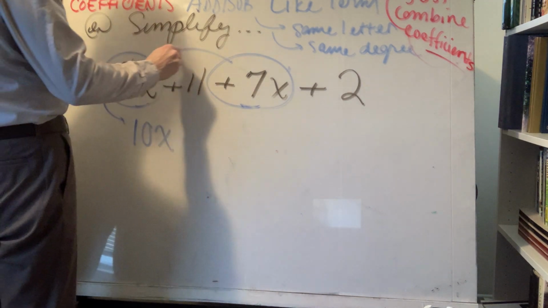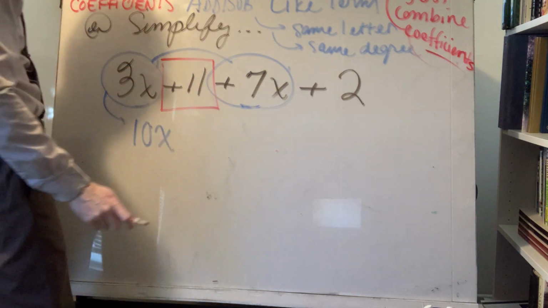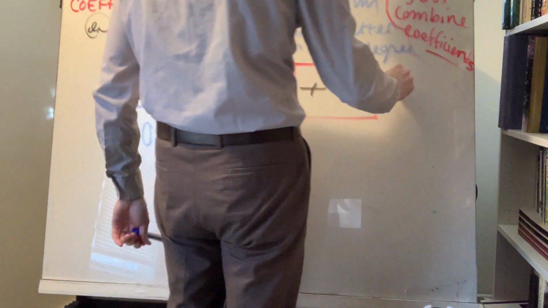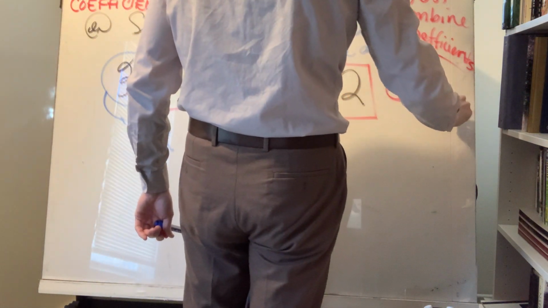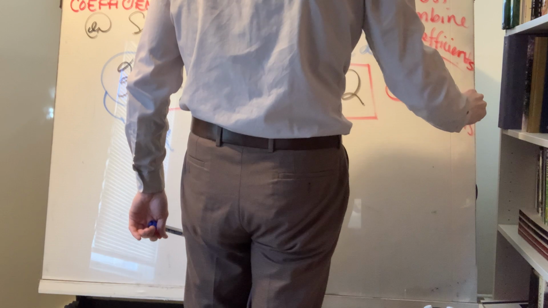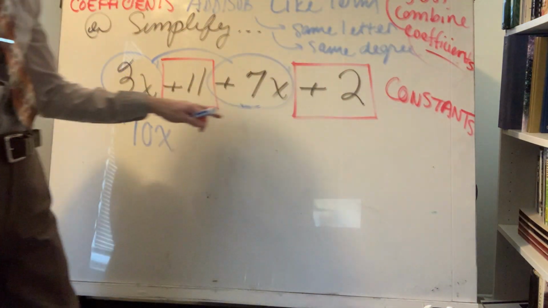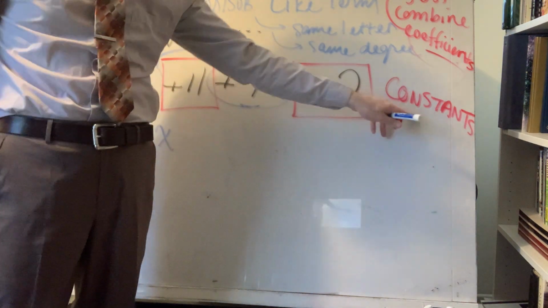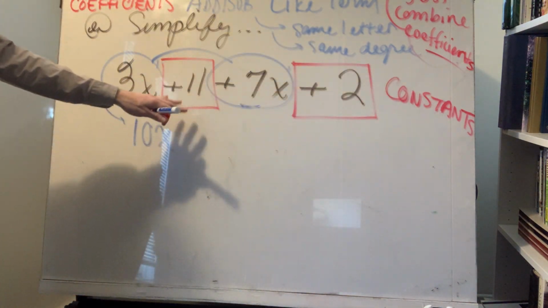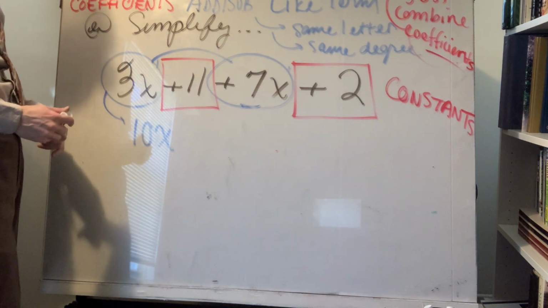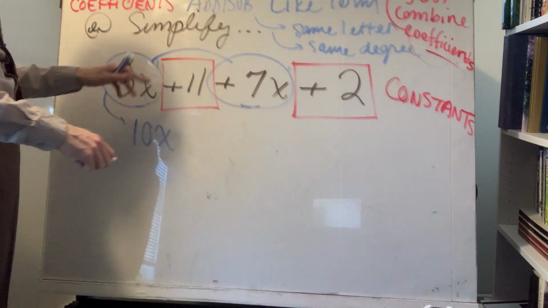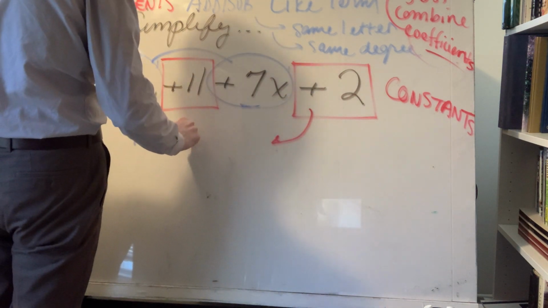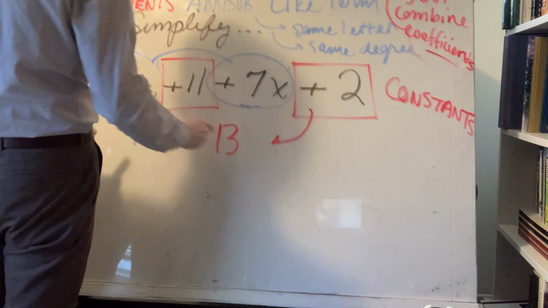Simultaneously, and just to distinguish it, I'll use a box. These regular ordinary numbers are referred to as constants. If coefficient is a fancy way of saying number sitting in front of a letter, then a fancy way of saying regular number is constants. They don't have a letter. So what is 11 plus 2? That would be 13, right? And this is your answer.